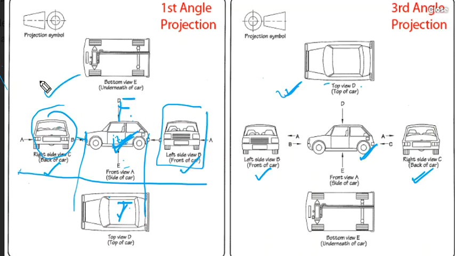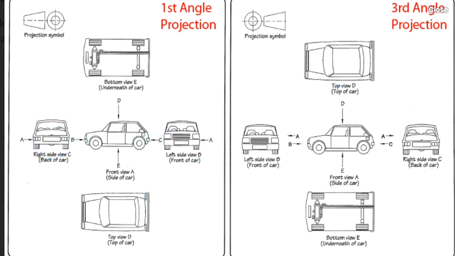We will see this in detail later. In third angle projection, the front view will be drawn below the reference line, the top view will be drawn on top of the reference line, the right side will be drawn on the right side, and the left side will be drawn on the left side. That we call third angle projection. This is the concept of projection. Now we will see it in detail.